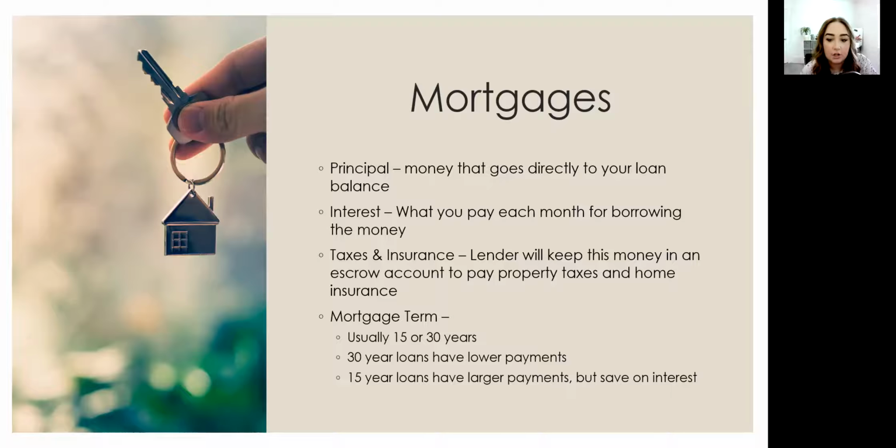And then we have taxes and insurance. Usually the lender will keep this money in what's called an escrow account and pay property taxes and home insurance through that. So that's usually lumped in with your monthly payment on a mortgage as well. Usually for mortgages, the term is 15 or 30 years. Those are the most common ones. I would say 30-year loans are the most common.